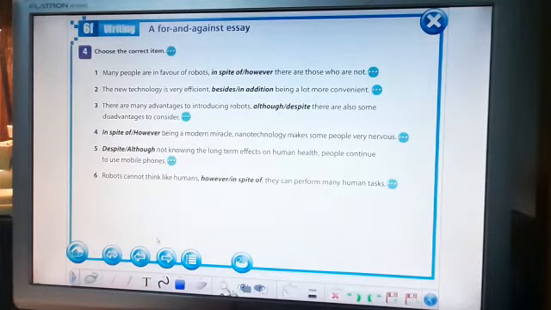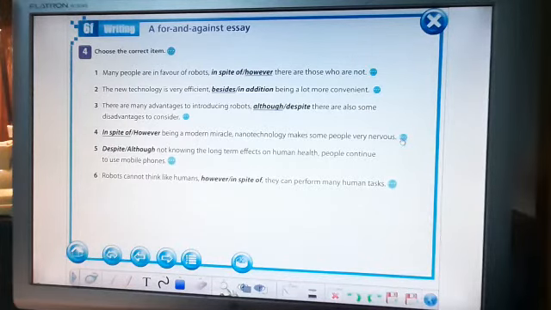Let's proceed with number 4, where you are asked to choose the correct item. "Many people are in favor of robots. However, there are those who are not." So we want the opposite, let's say, option, opinion. "The new technology is very efficient, besides being a lot more convenient." "There are many advantages to introducing robots, although there are also some disadvantages to consider."